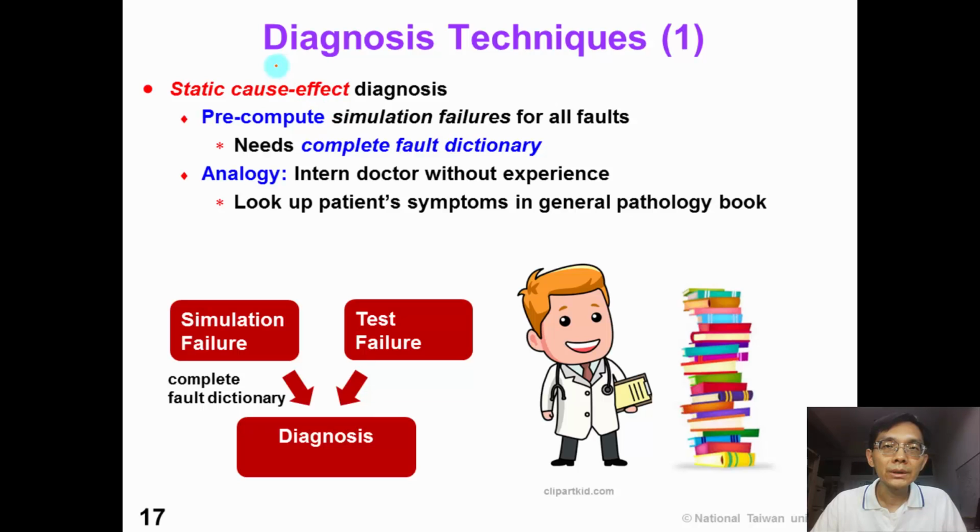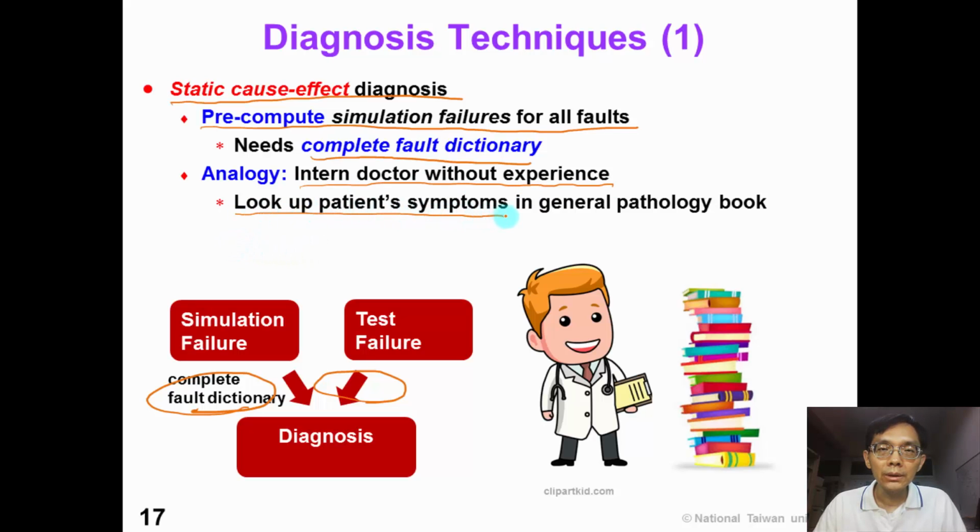We can classify diagnosis techniques into several categories. The first category is called static cause-effect diagnosis. In this technique, we pre-compute simulation failures for all the faults, and we store this information in a complete fault dictionary. And then we compare this complete fault dictionary with the test failure to perform diagnosis. In analogy, this diagnosis technique is like an intern doctor without any experience. So he is trying to look up the patient's symptoms in a general pathology book, which is a large amount of information.